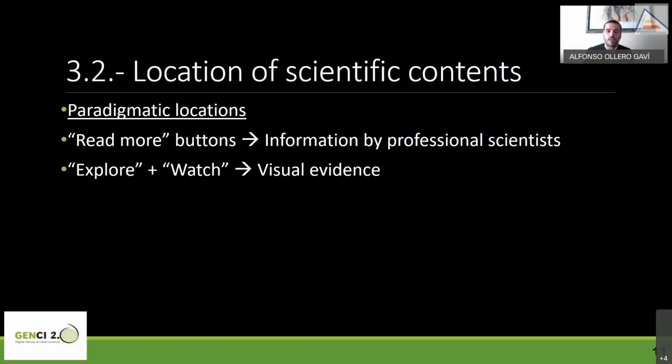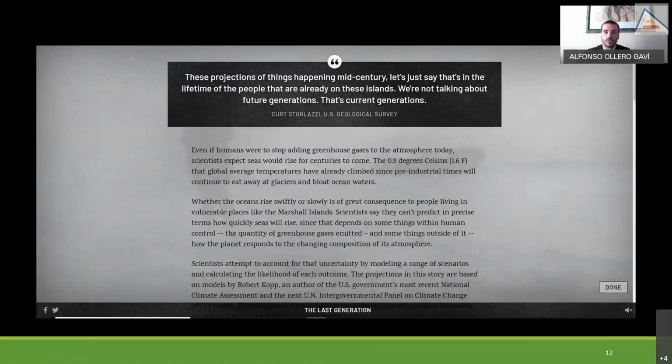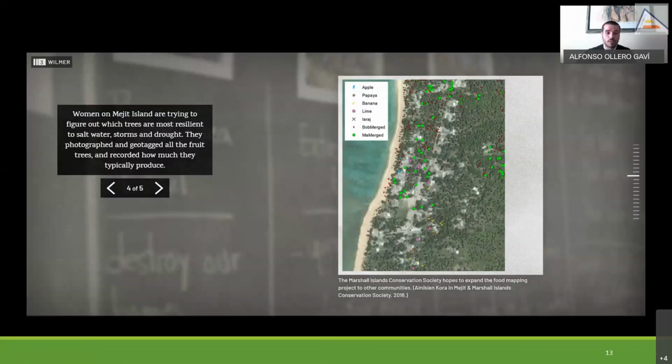Probably one of the most interesting results of this analysis was to locate the scientific contents within the paradigmatic locations, that is, the ones that we have to click in order to access them. So these paradigmatic locations are structured in terms of read more buttons, which redirect citationality and disclosure towards professional scientists, and explore and watch buttons, which provide visual evidence. So this is an example of the read more button. As you can see here, the style employed in these pieces of text is completely different from what we have seen so far, which was more structured around infographics and video. This is the explore button, for instance, which provides different visual evidence, presentations and photos.